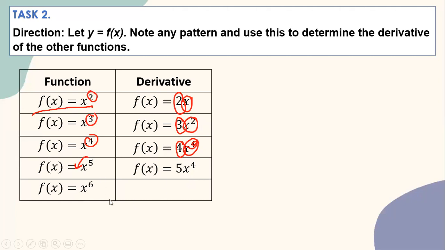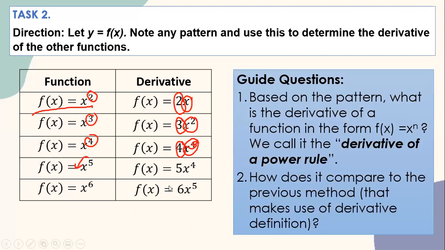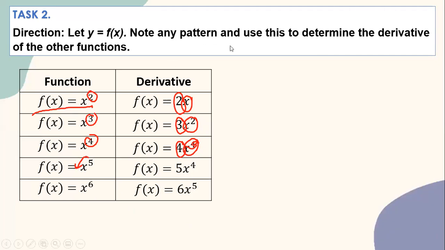So x raised to 6 will be, okay, so this is f prime, since we already get the derivative. So lahat po yan ay f prime of x. So f prime of x is equal to 6x raised to 5.